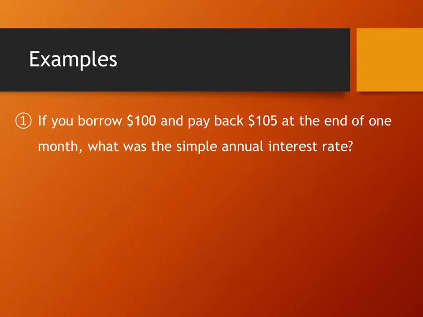We actually are starting with one that is interest. This says, if you borrow $100 and pay back $105 at the end of 1 month, what was the simple annual interest rate? All right, so if you flip back over to the formulas on the front page, the simple interest formula says that I equals PRT. Do you see that?